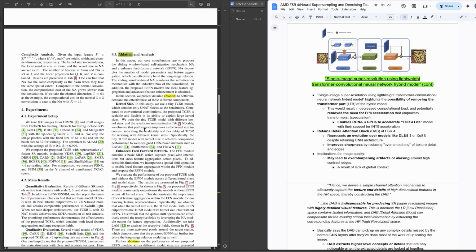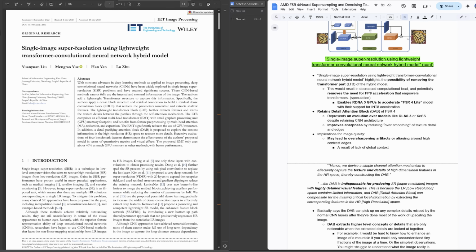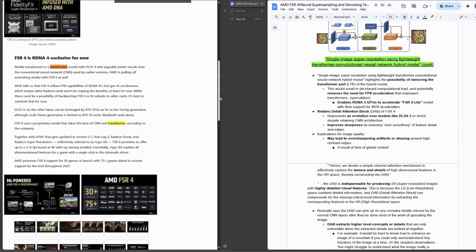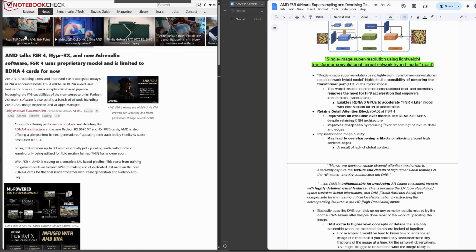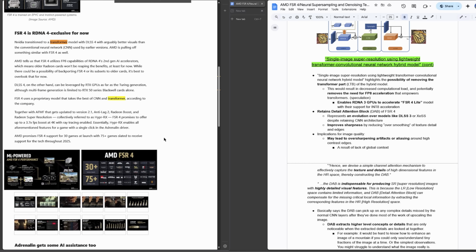But yes, anyway, when I was reading these papers for my last video, talking about transformer style networks and how they can work within a CNN model, which was very relevant because of AMD confirming FSR 4 is a hybrid model, confirming in fact that it's a CNN transformer hybrid. Based on this Notebookcheck article here, AMD has apparently confirmed FSR 4 uses a proprietary model that takes the best of CNN and transformer models, according to the company. So that was my speculation based on these papers, and AMD confirmed that.